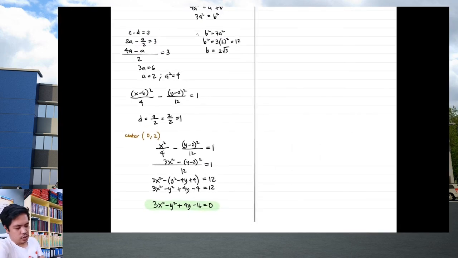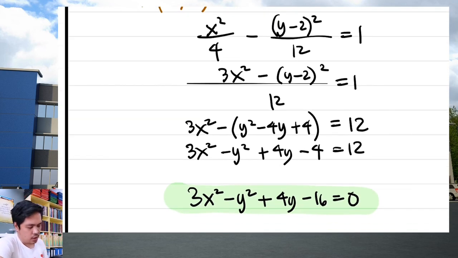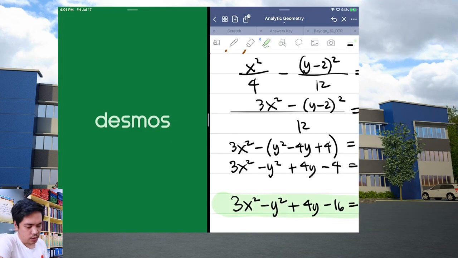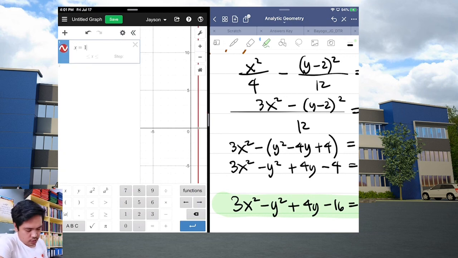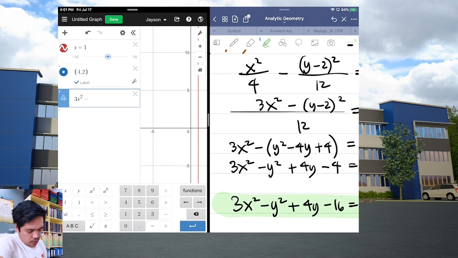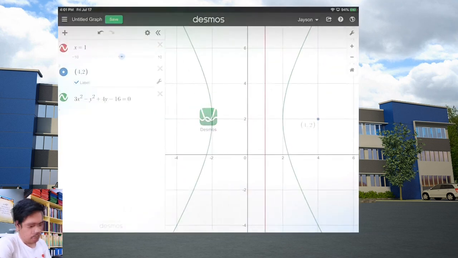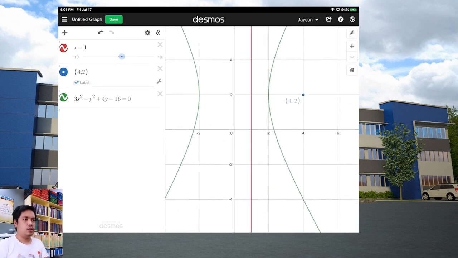Okay? So illustrate natin yung hyperbola. If we illustrate the hyperbola, i-graph na lang natin dito. In our previous drawing, nawala. Kasi we have x equals 1 given, then 4, 2, focus. Then our answer was 3x squared minus y squared plus 4y minus 16 equals 0. So this would be our hyperbola. Ayan. So yun yung answer natin. Okay?